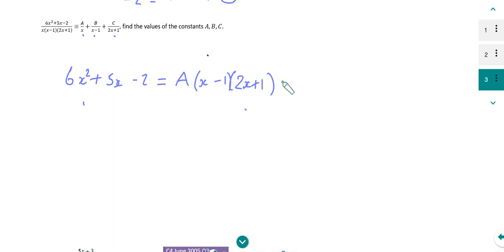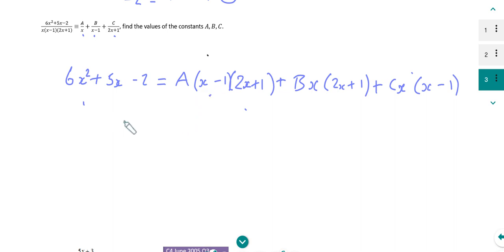What will happen for the B? So try and see if you can follow the pattern. The B doesn't have the x, so it will get an x. The x minus 1 will cancel out with the denominator, or you can think of it as never even being there. And then it's going to get the 2x plus 1 part as well. And then finally, the C is going to have an x, and it's going to have an x minus 1. And you can do the same thing as before.